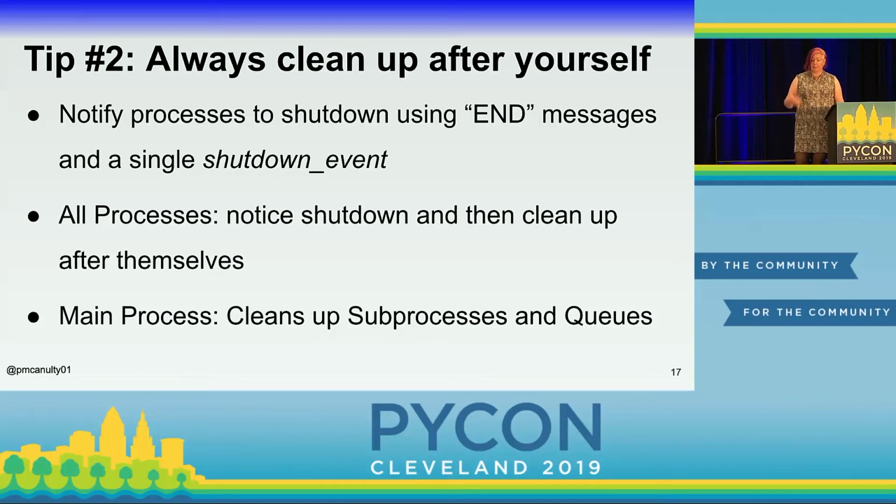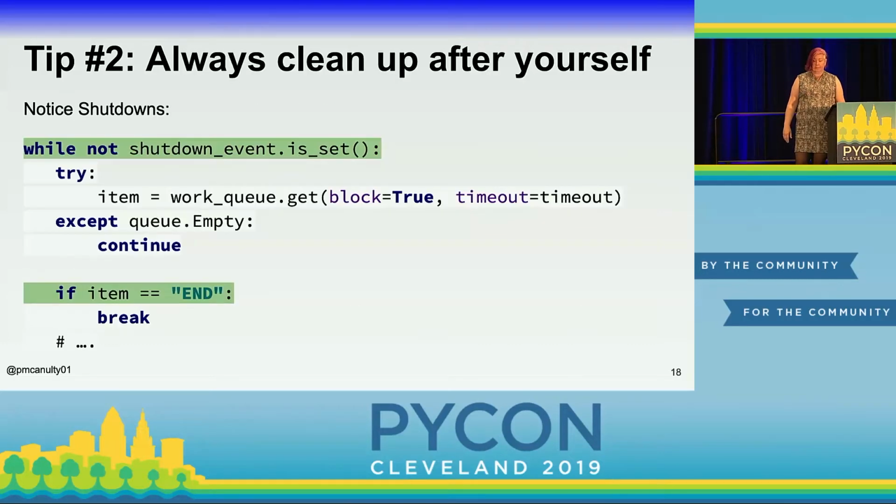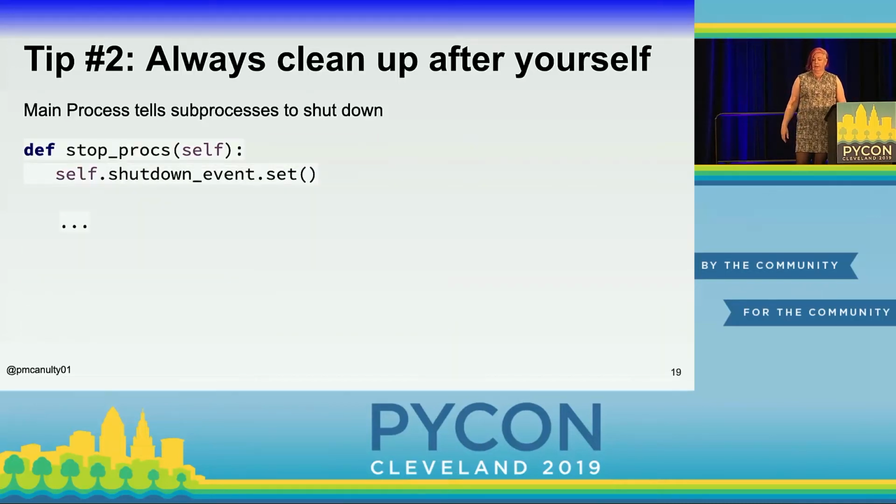Processes, as I said, and the main process is mostly concerned with shutting down the subprocesses and cleaning up the queues that it knows about. So this is what a standard subprocess loop looks like. It's got: wait for the event to be set; if it's set, break out of the loop. Read the queue, and if the item I've got from the queue is simply an end marker, break out of the loop. So that's most of what happens in a process.